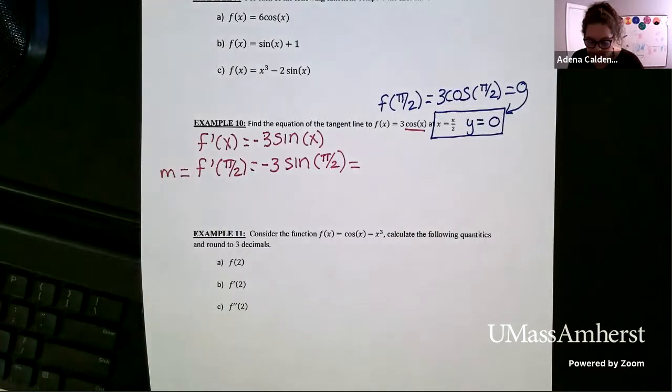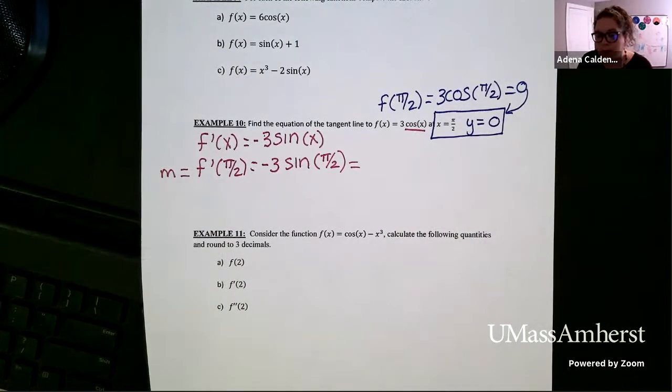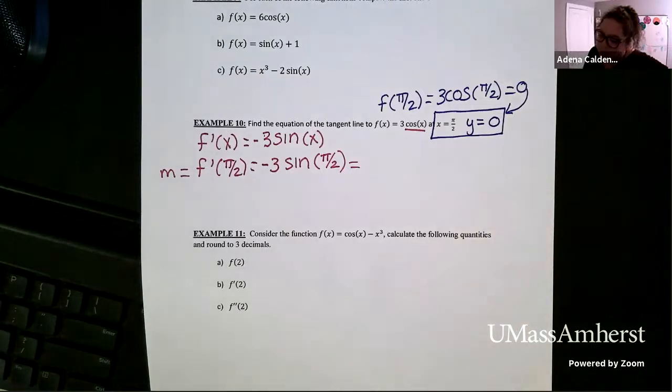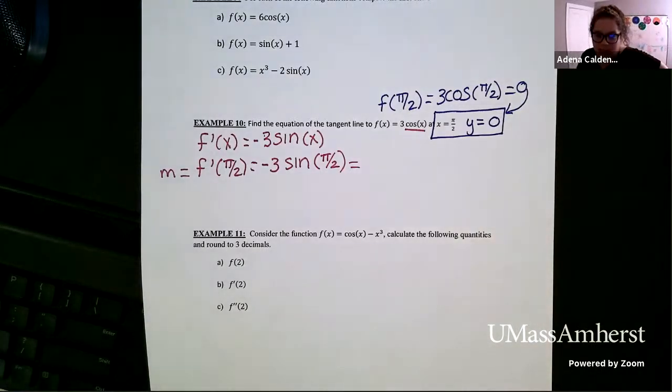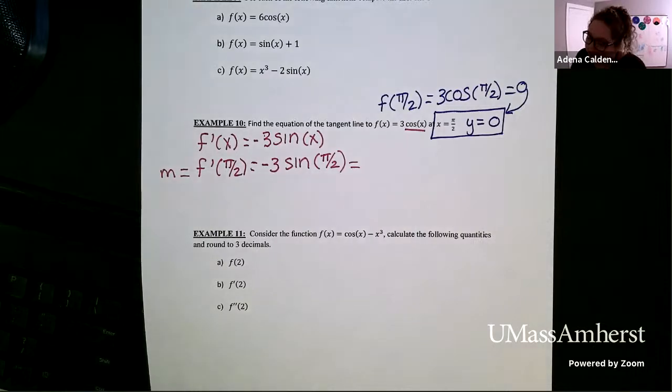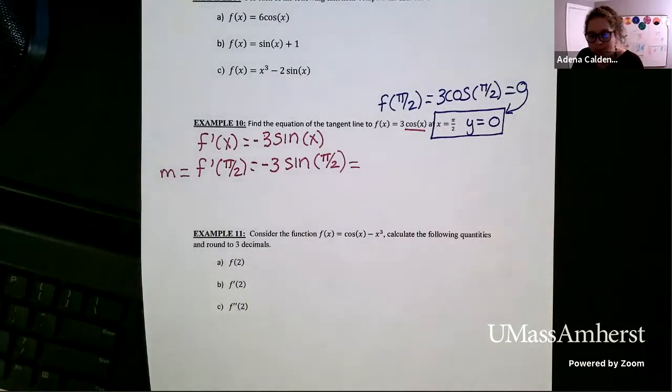In order to get our slope, we need to use the first derivative. So the derivative of 3 cos x is going to be negative 3 sine x. Technically, we would be doing 3 times negative sine x, but we almost always pull the negative to the front. But if you wrote it as 3 times negative sine x, that's the same thing, okay?